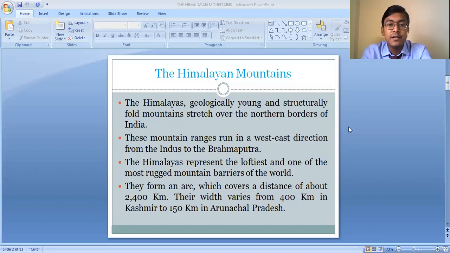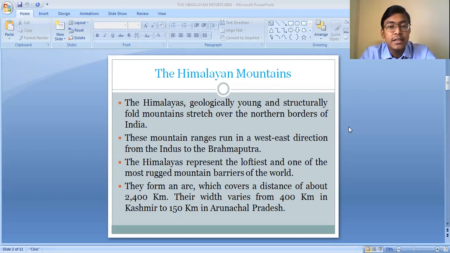The Himalayas represent the loftiest and one of the most rugged mountain barriers of the world. This mountain range is very rich in terms of ecology and biodiversity, and it is also very rugged in nature, meaning we find very high peaks and extreme, steep slopes. It forms the northern border of our country.